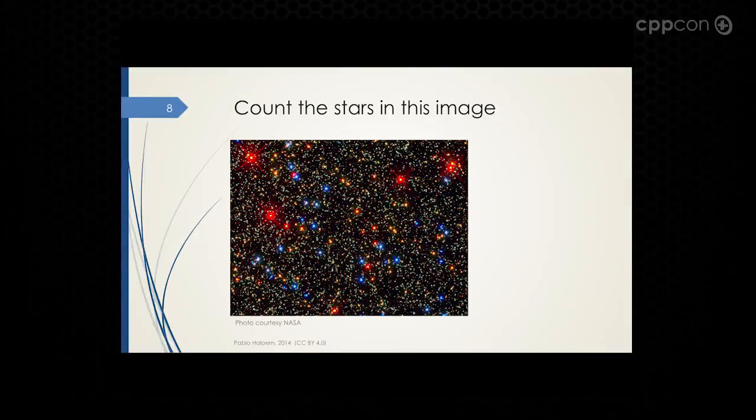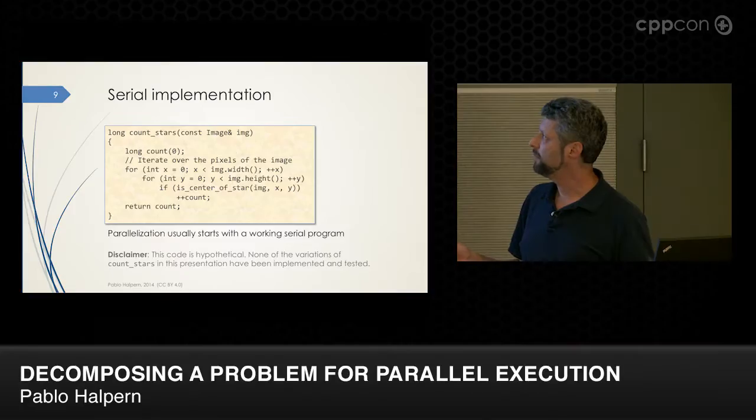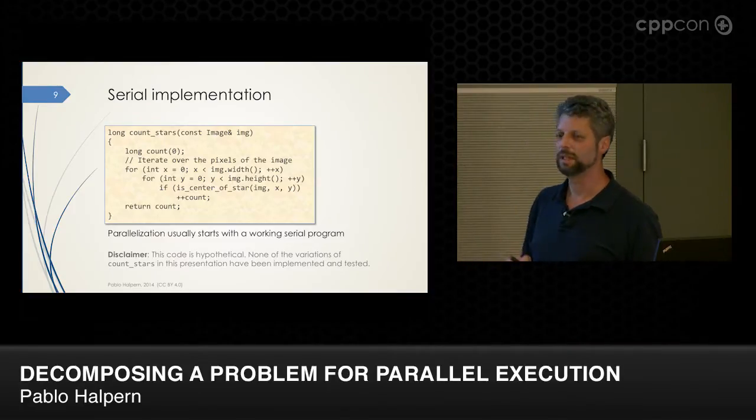This is the problem. Count the number of stars in this image. This is a real Hubble telescope image of stars. How would you go about this? Well, the most straightforward way is to write a loop that says, let's go over every pixel, and if that pixel represents the middle of a star, then if it's the center of a star, we increment the count.